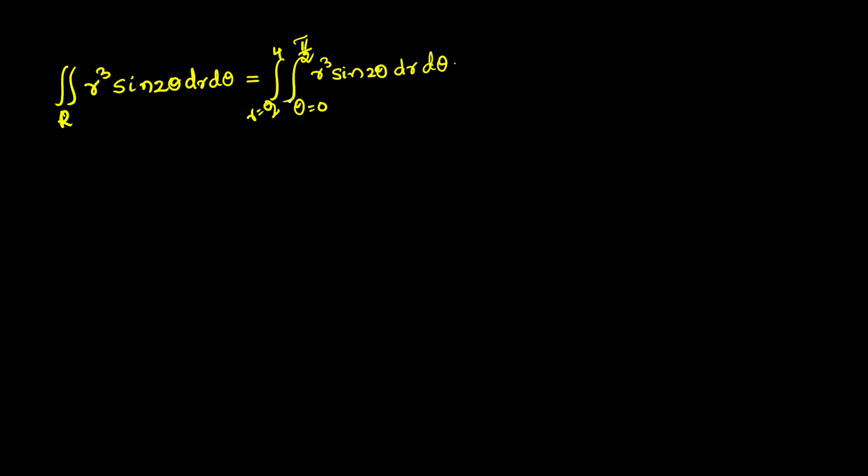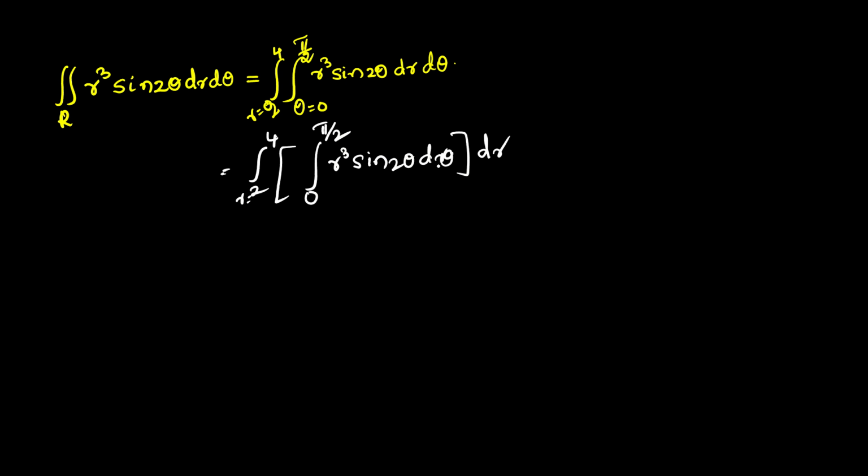I substitute the limits here. Integral, r is varying from 2 to 4. We can integrate first with respect to theta, and then with respect to r, because all the inner limits are constant. Now I'm going to integrate with respect to theta, from 0 to pi by 2, r cube sine 2 theta d theta, then integrate with respect to r.